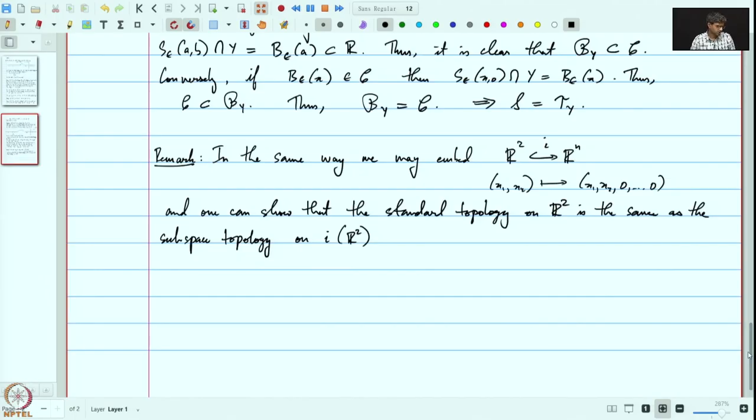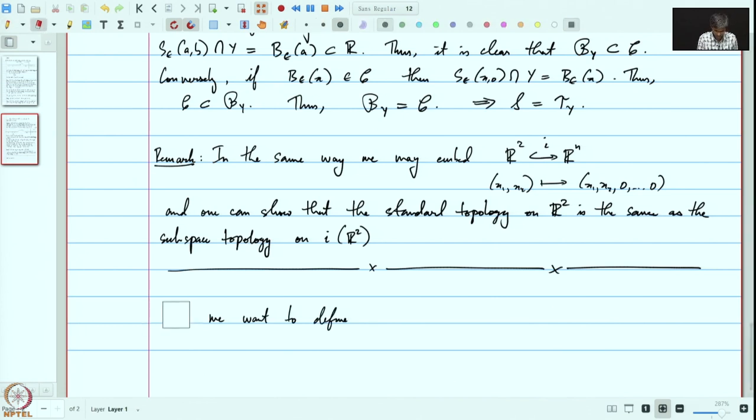Okay. So we have seen the subspace topology, and next, we want to define the product topology. So this ends our discussion on subspace topology. The next thing we want to define is a topology on the product of two sets, each of which has a topology. Okay, suppose X1 and X2 are two topological spaces.